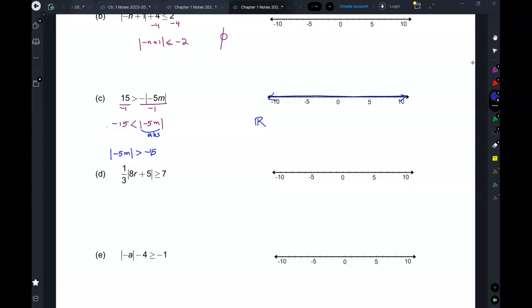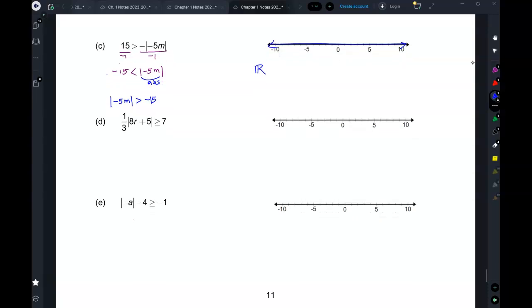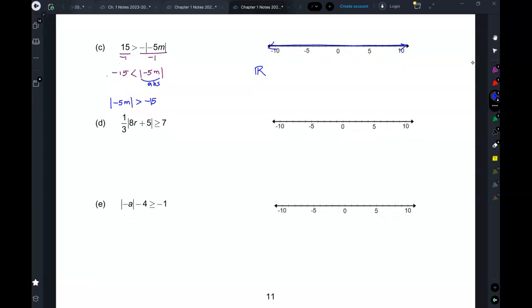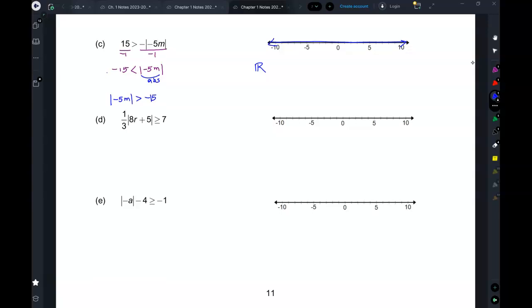Correct. So can m be negative 1? If m was negative 1, you go in here, you have absolute value 5, which is still greater than negative 15. So just to clarify, m has to be a positive number? In this situation, m can be anything because it's all real numbers. Let's plug it in. If m is negative 1, this will be positive 5, and then it's still greater than this, right?